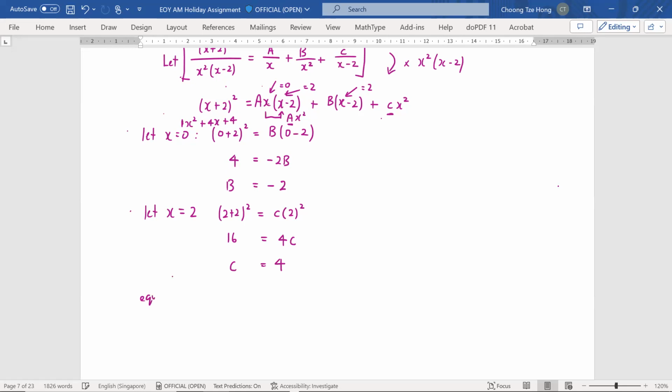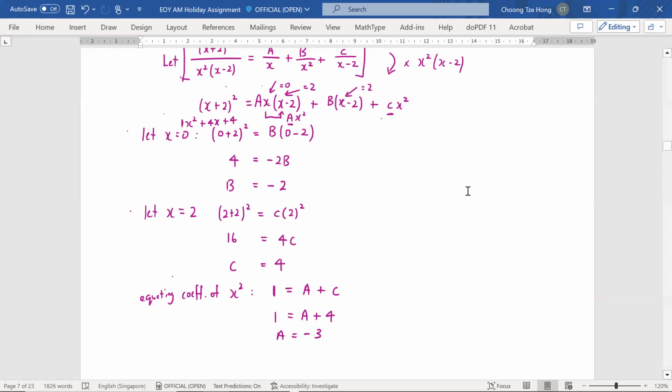Equating the coefficient of x squared: on the left side, the coefficient of x squared is 1. On the right side, we have ax squared, so a, plus the cx squared behind, so plus c. If c is 4, then we have 4 here. So a will be 1 minus 4, which gives negative 3.